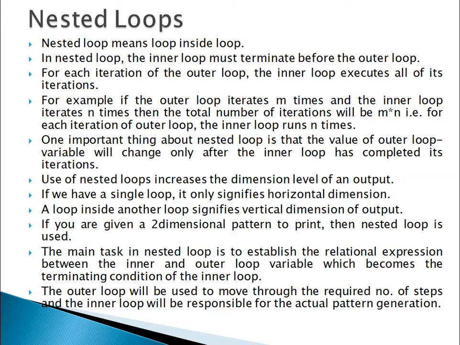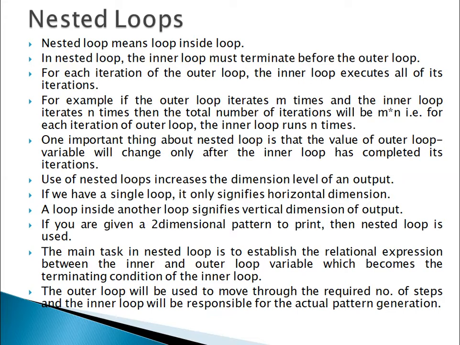So the use of nested loops increases the dimension level of the output. If we have a single loop, it only signifies the horizontal dimension. It will just move further in a straight line. But if you add a loop inside another loop, it signifies the vertical dimension of the output. So the outer loop signifies the vertical dimension, and the inner loop identifies the horizontal dimension.